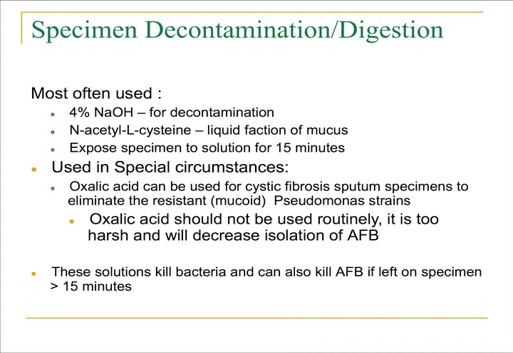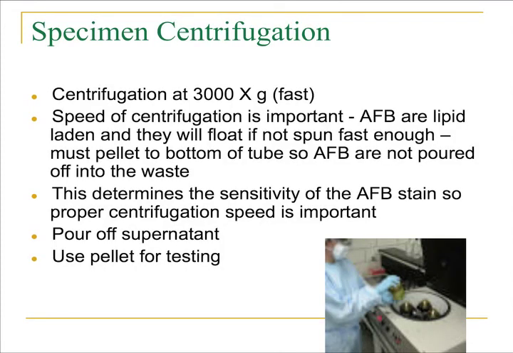As I said before, on the next slide we talk again about specimen centrifugation. The 3000 times G is quite fast and very important. As I said, the AFB are full of lipid. If you do not centrifuge this rapidly, and the AFB is not pelleted to the bottom of the tube, you could pour it off during your supernatant pour-off, and it will also decrease the sensitivity of your AFB stain. So you use this pellet for all of your important testing. So it's very important that you centrifuge rapidly enough to get a good pellet.